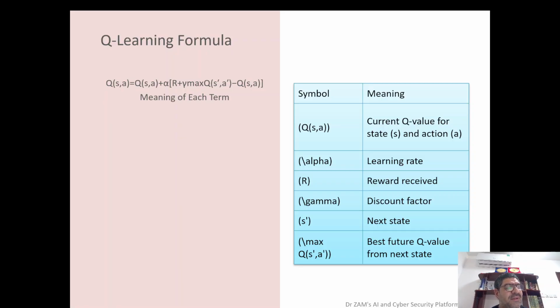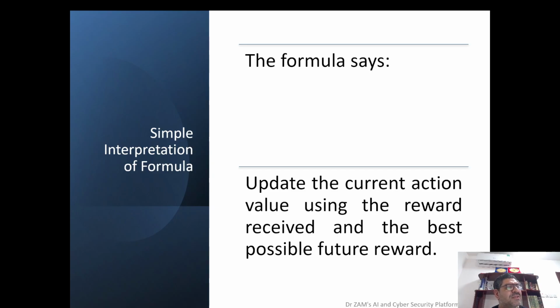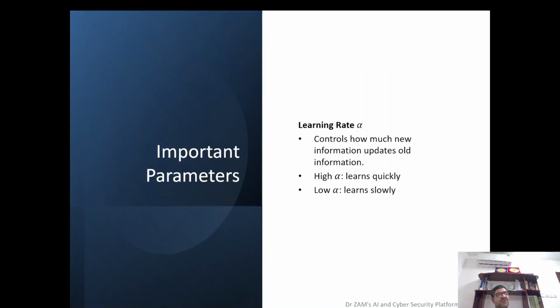Then you are having the best future Q value from the next state. So these are some of the parameters that you have to understand a little bit. The formula says: update the current action value using the reward received and the best possible future reward. So this is what the formula is. If you are interpreting this formula, you are updating the current action value by using the reward received and the best possible reward.